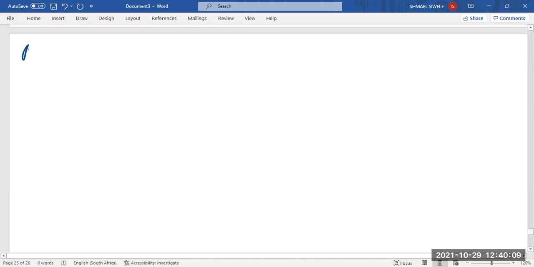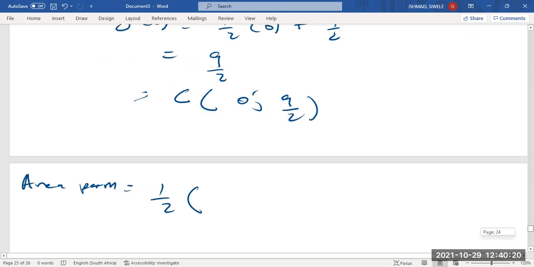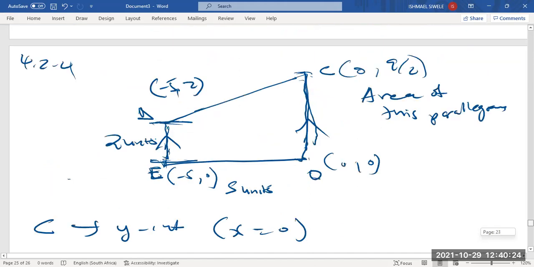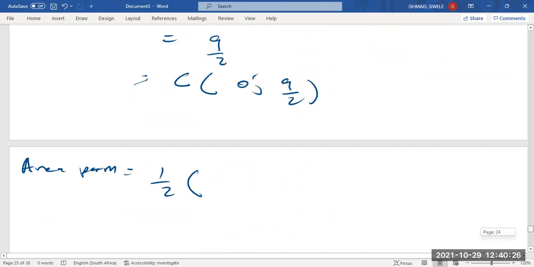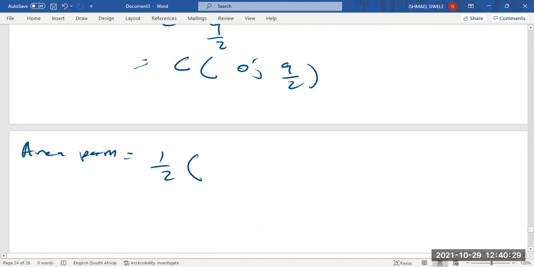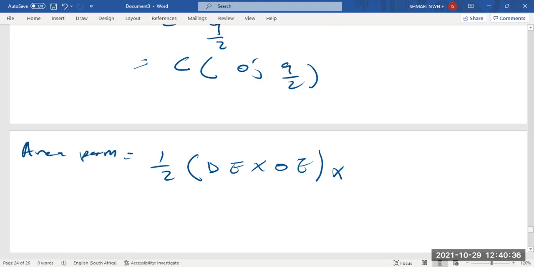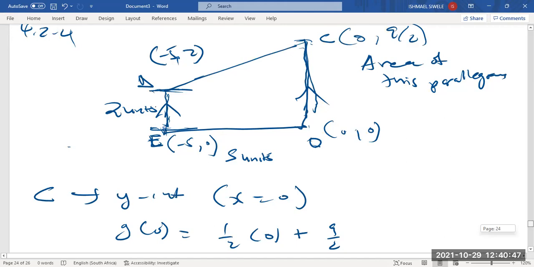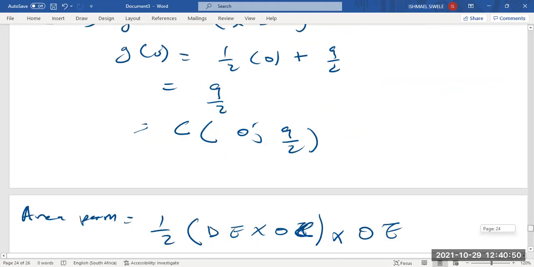So we're going to say area of a parallelogram. What are the parallel sides? Let's see. That is DE and OC, right? So we have the sum of the parallel sides, DE and OC, multiplied by the base, which is OE. Which one is the base? Let's confirm. See, this is the base, and those other two sides are parallel. So those are the things that we need.